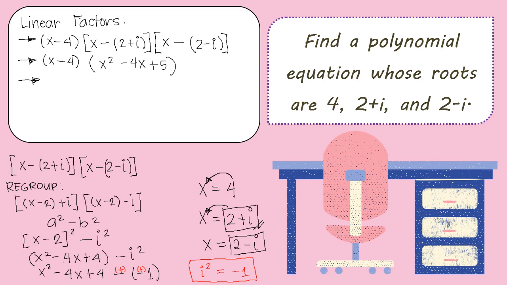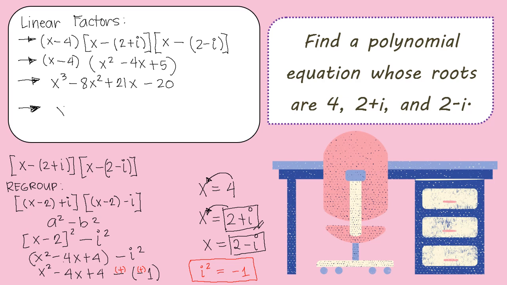so we will have x cubed minus 8x squared plus 21x minus 20. Okay, that's it. But this is not yet the final answer, because based here in our problem, find a polynomial equation. Therefore, we need to express our final answer into a polynomial equation.